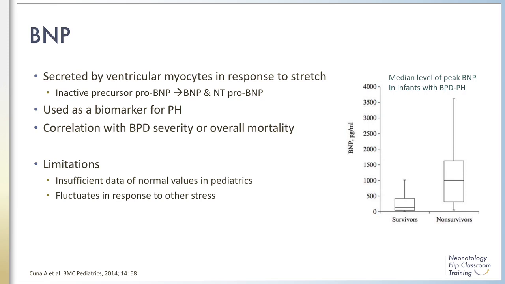Although BNP level is not specific for RV stress or PH, and it should not be used in isolation, serial BNP measurement may be helpful in monitoring disease progression, response to the therapy, help with decision-making, and may also decrease the overall number of echo performed. This concludes Module 5. Thank you for your attention.